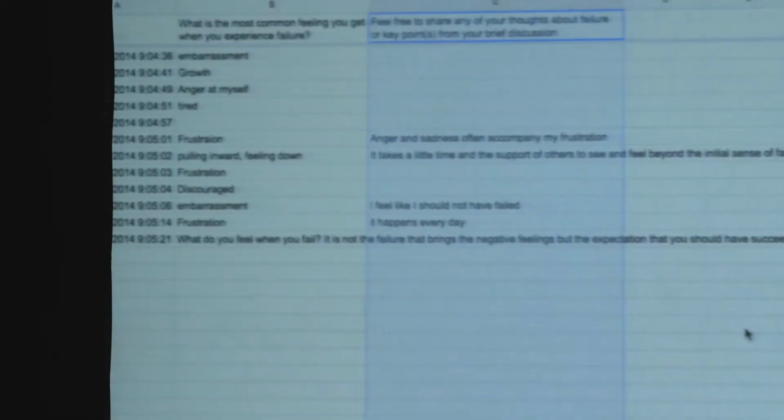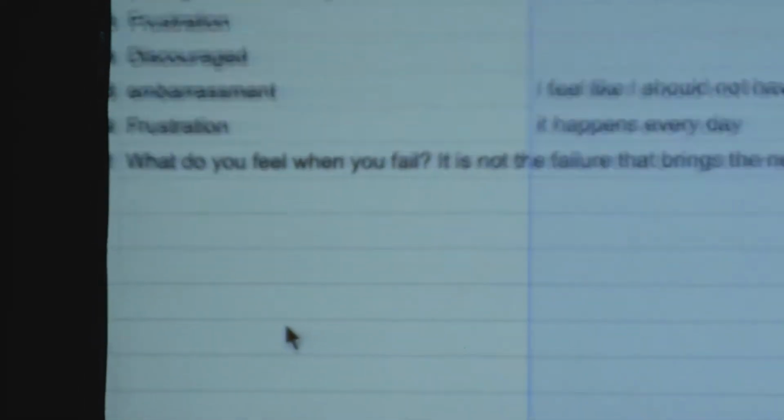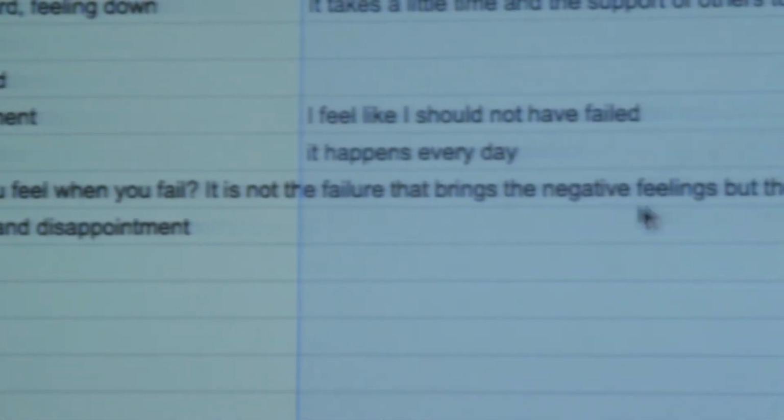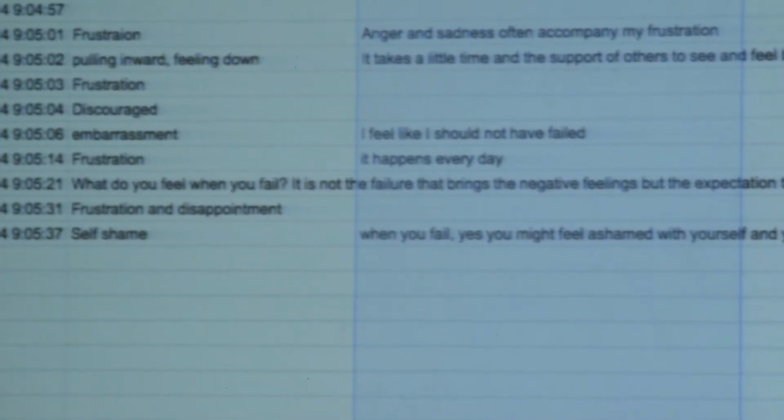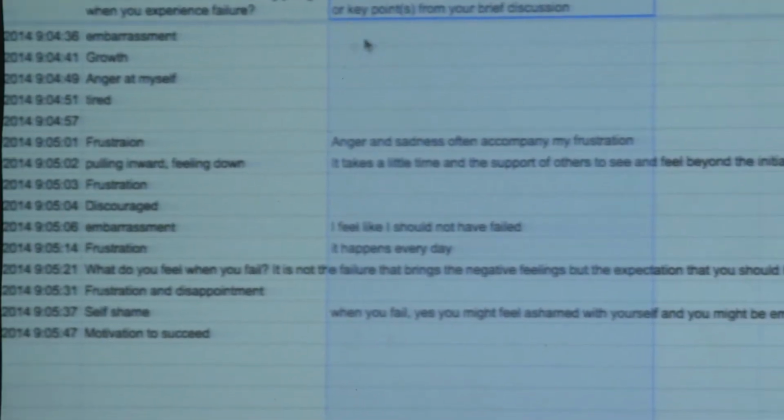We'll give it about another minute, or 30 seconds actually. Okay, and here's a good one right here. What do you feel when you fail? It's not the failure that brings the negative feelings, but the expectation that you should have succeeded and didn't. That one is important, and I will talk about that shortly. All right, so I'm going to capture at this point your words. Let's see what is the most common submission.